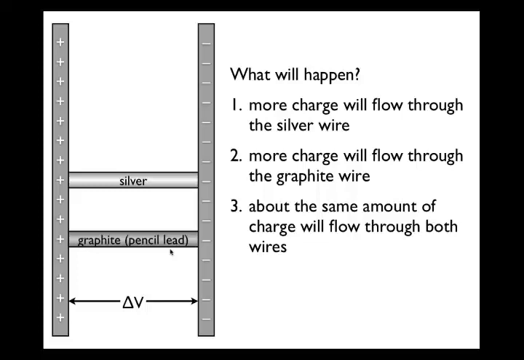Turns out the answer is you would expect to see more charge flow through the silver wire. Silver and graphite are both electrical conductors. You can get them to conduct electricity, and they can be part of working electric circuits. But even among conductors, they have ranges of conductivity, and silver is a better conductor of both heat and electricity than is graphite. So we would expect more of the charges to flow through the path that is easier to make it through, and that is the path made of the silver connector.